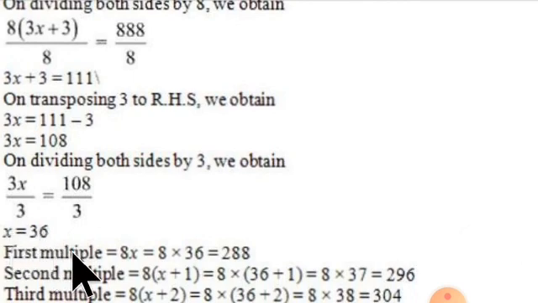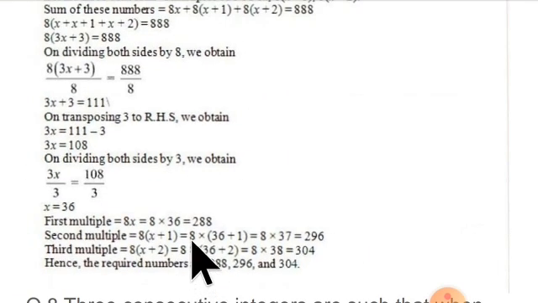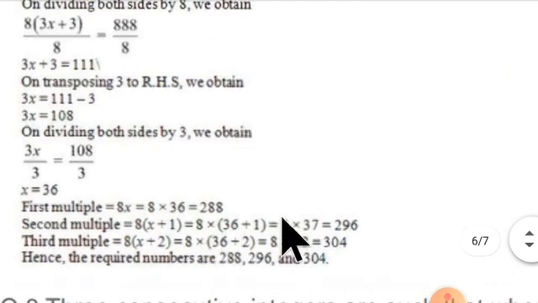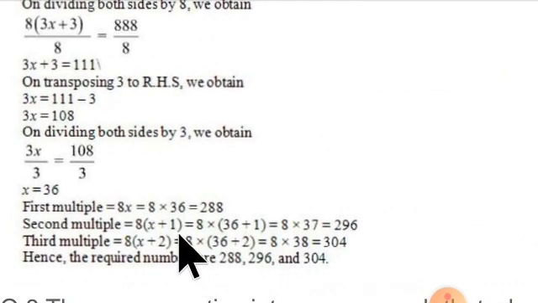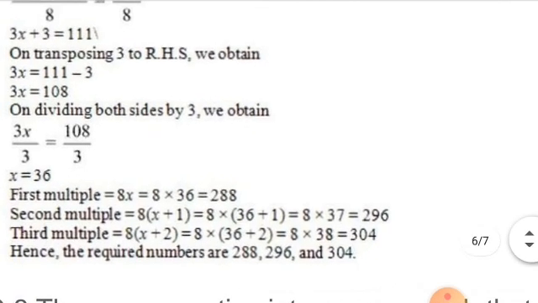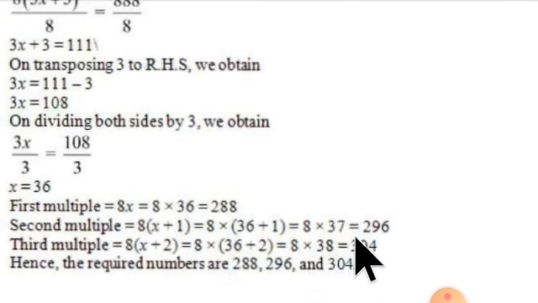So the first multiple is 8x is equal to 8 into 36 is equal to 288. The second multiple is 8 into x plus 1, so 8 into 37 equal to 296. And the third multiple is 8 into x plus 2, that is 8 into 36 plus 2 equal to 8 into 38, that is 304. So the required three multiples are 288, 296 and 304.